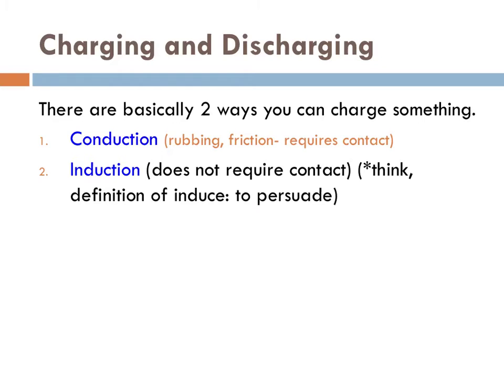There are basically two ways you can charge something, and when we say charge, that means we're adding or removing electrons. If it has more electrons than protons, it is considered negatively charged. If it has a deficit of electrons, that means there are more protons than electrons, then it is positively charged. These two ways are conduction and induction.